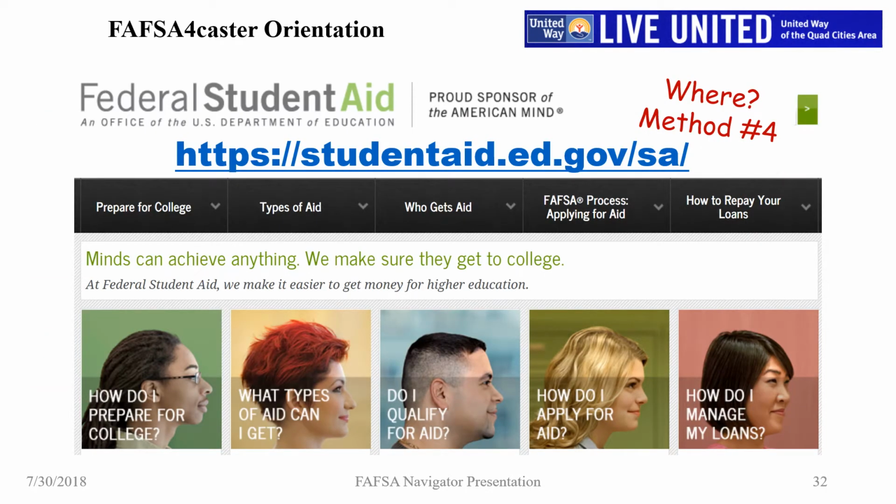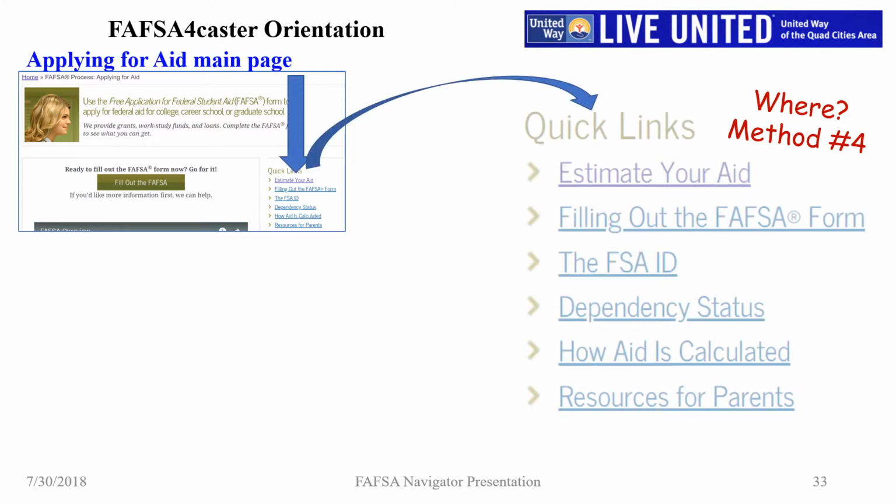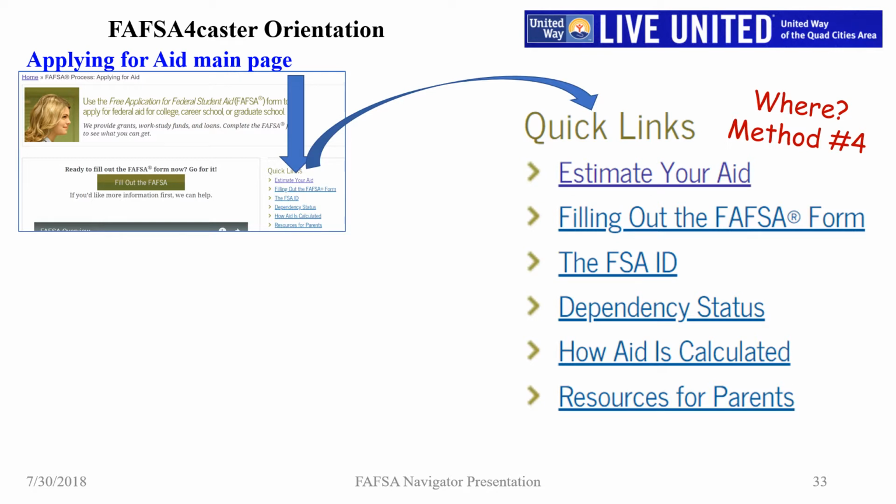Method number 4 is, again, at the main page of the Department of Education's excellent webpage for student aid. Select the fourth option on How do I apply for aid? At the How do I apply for aid main page, look in the lower right for Quick Links. In the Quick Links menu, the first option is Estimate Your Aid.